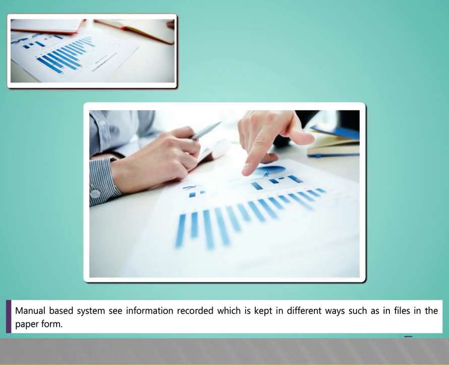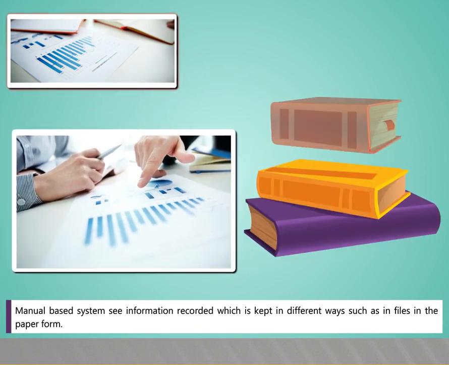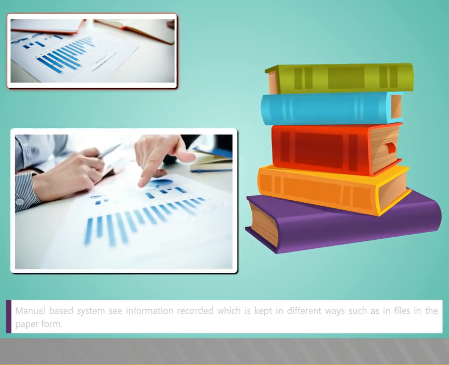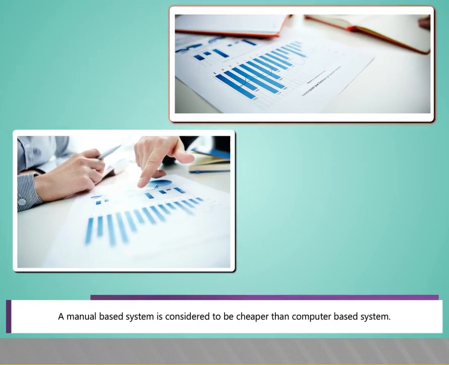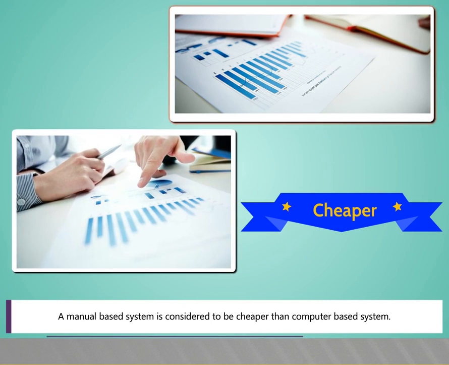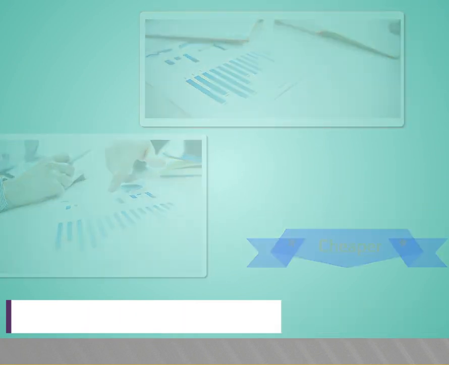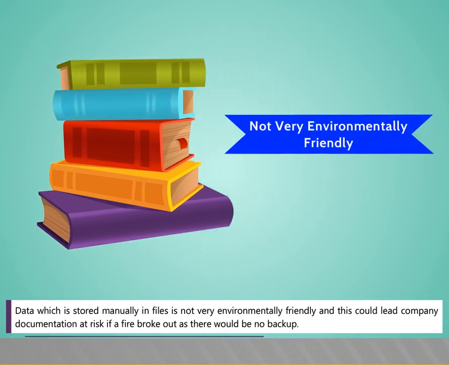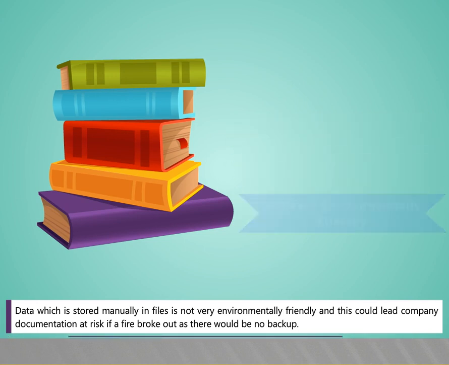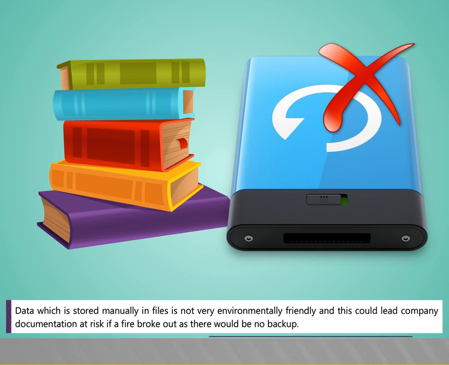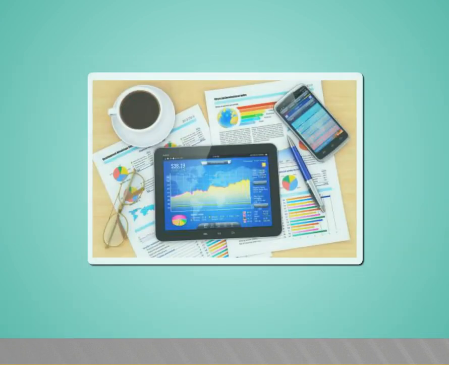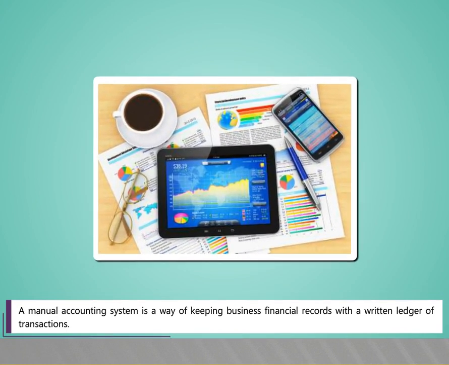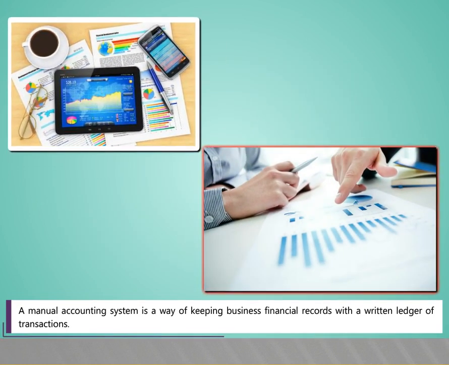A manual-based system keeps information records in different ways such as in files in paper form. A manual-based system is considered to be cheaper than a computer-based system. Data which is stored manually in files is not very environmentally friendly, and this could put company documentation at risk if a fire broke out, as there would be no backup. A manual accounting system is a way of keeping business financial records with a written ledger of transactions.